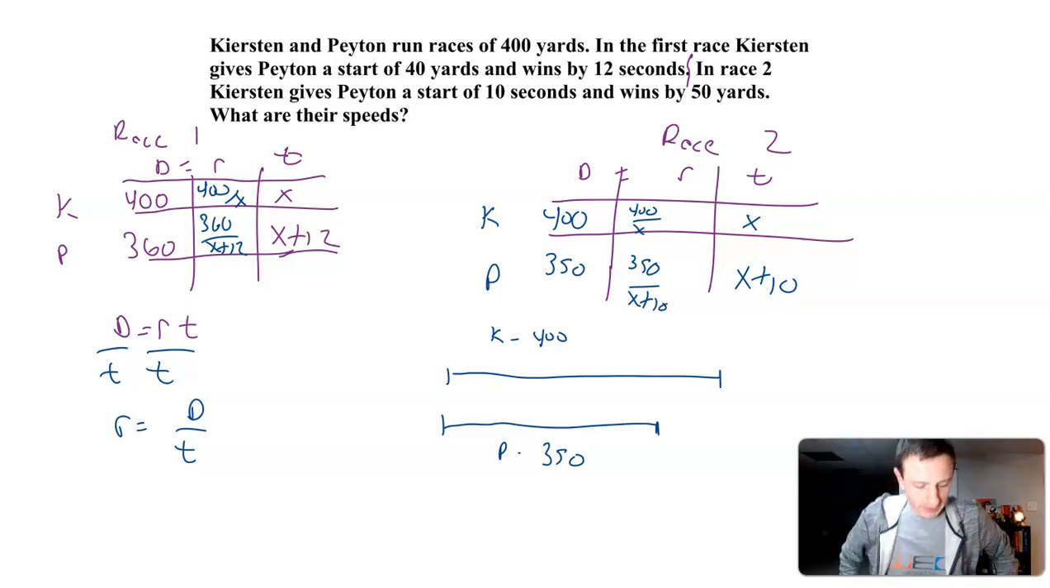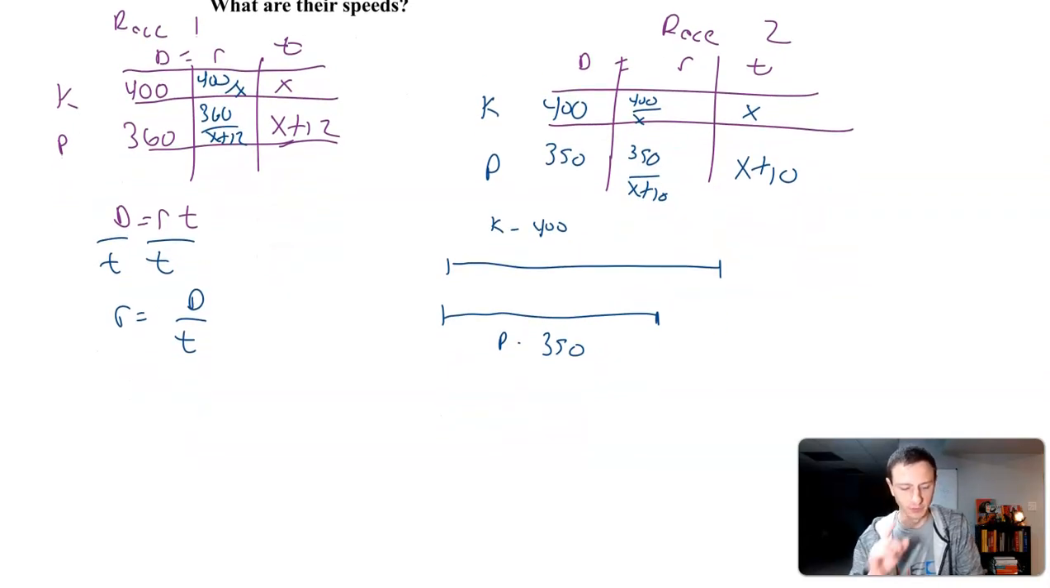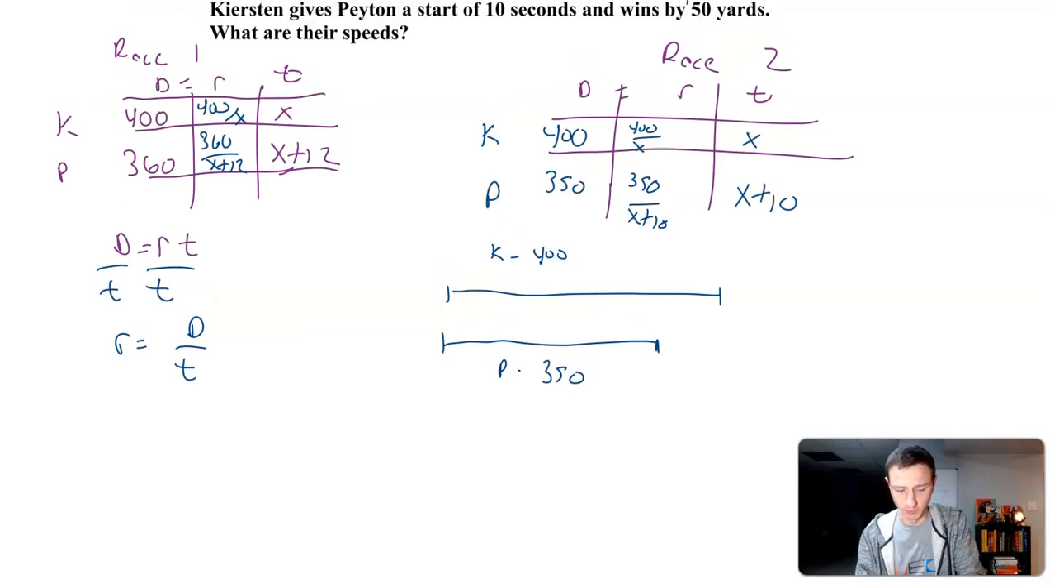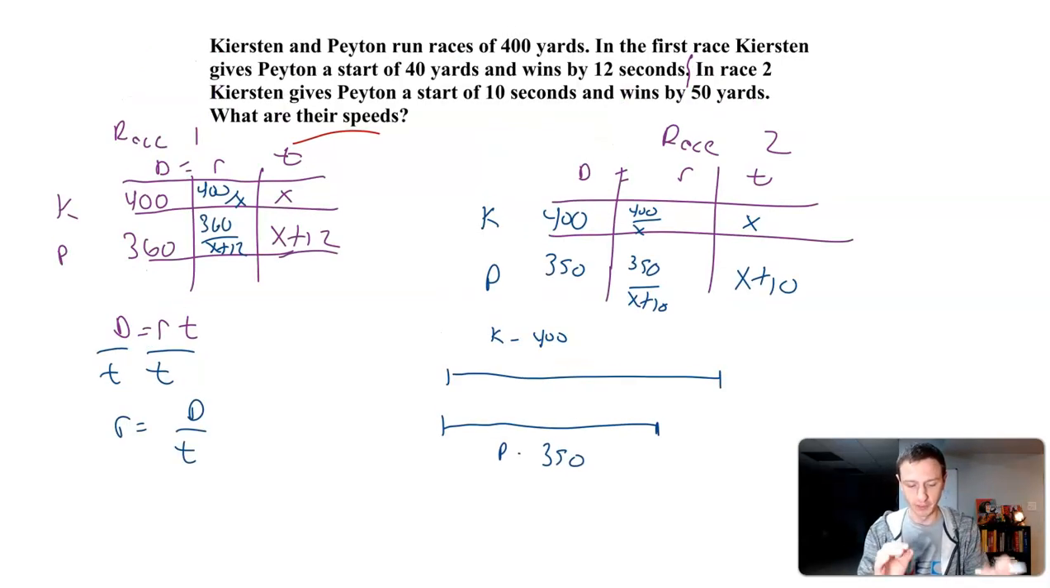I have these two races of information, and I have two different tables. From here, what I can do is take the rates of Kirsten, so they're running the same rates. We're just looking for their speed. It's not saying what was their speed in race 1 or race 2. We're saying they're going to run the same speed, but there are different stipulations in each race.